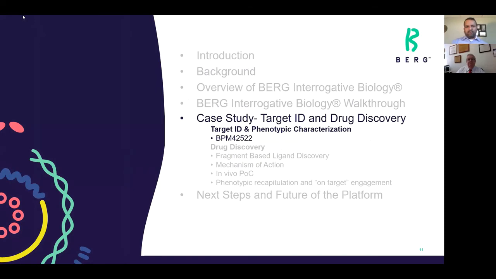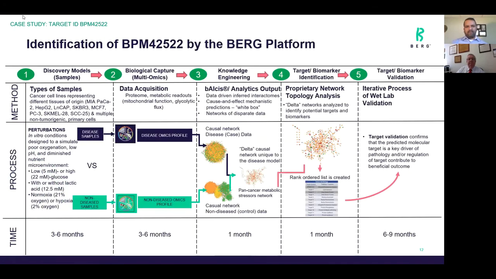Now, just moving to an example of a target, I'm not disclosing the target yet. It's an E2 enzyme in the ubiquitin proteasomal pathway. We call it BPM42522, that was derived through the same process that I mentioned just a couple of slides ago.